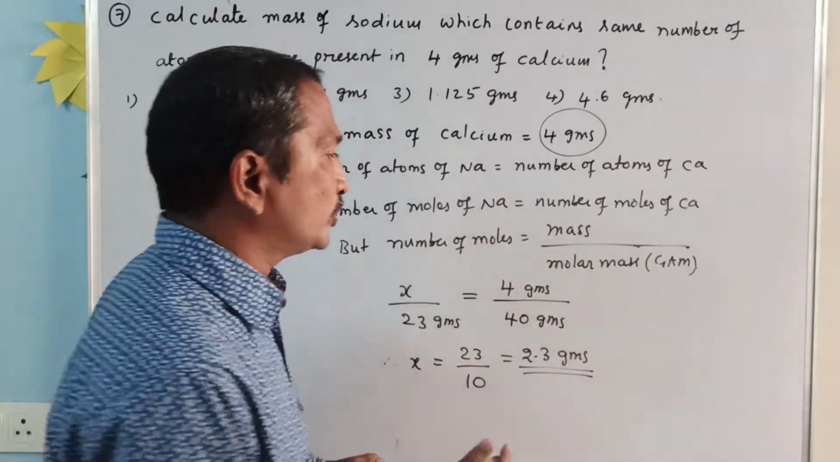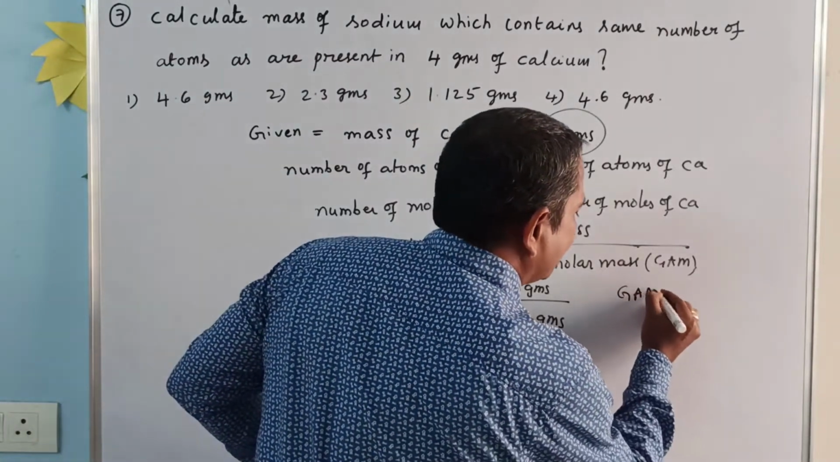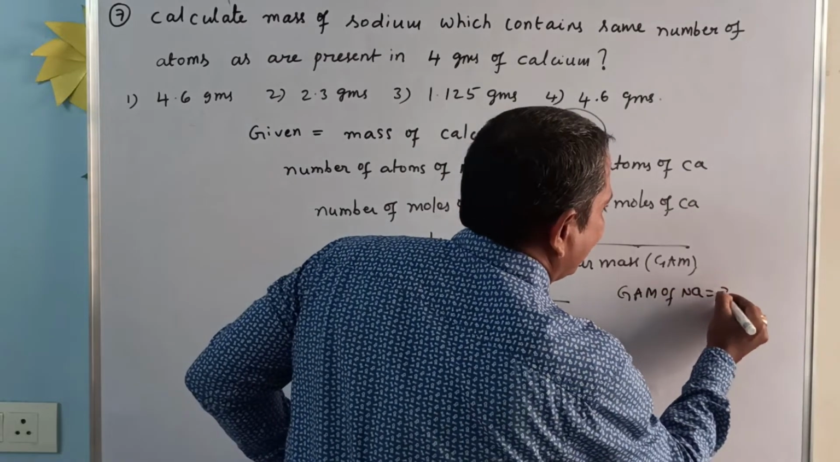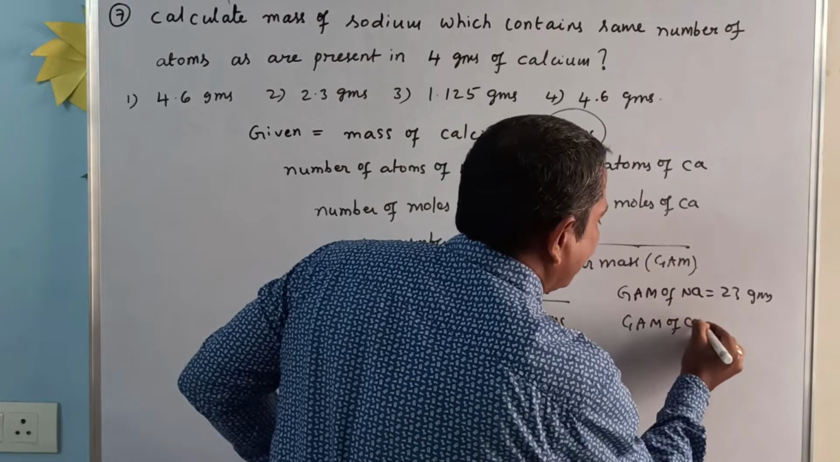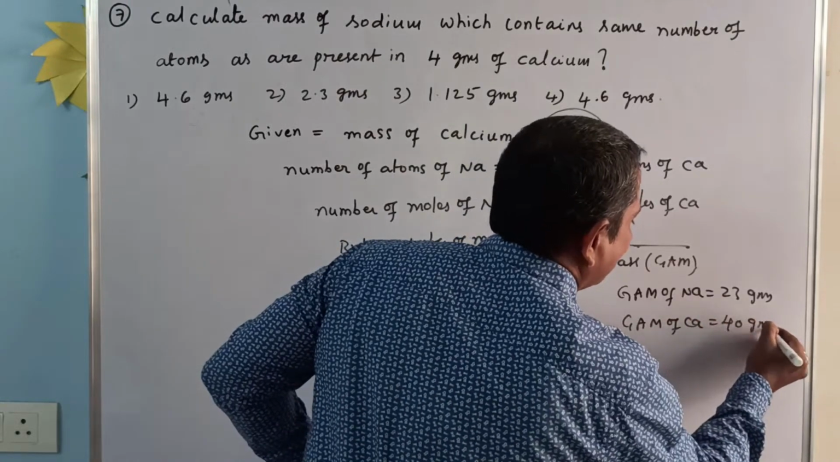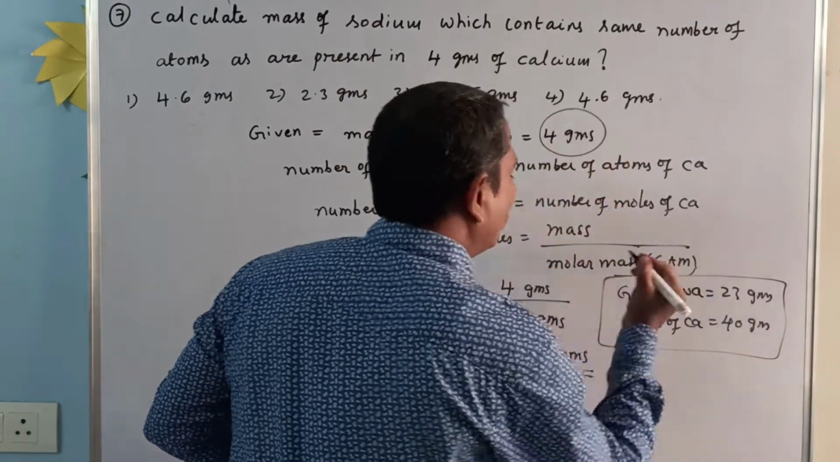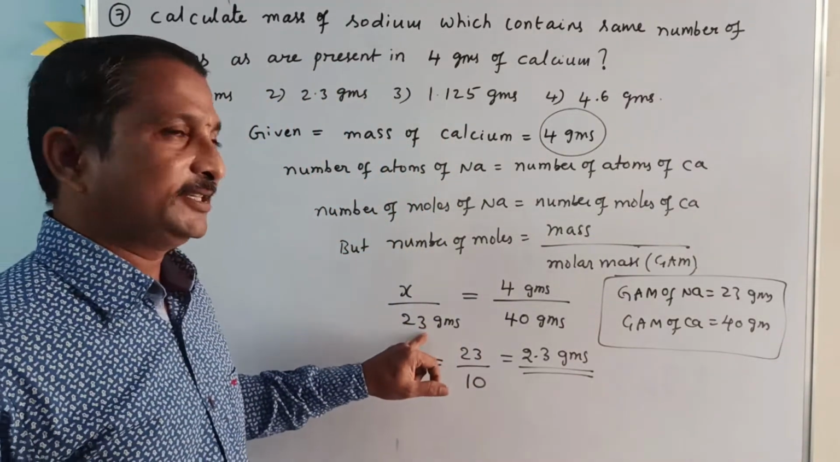See, the gram atomic mass of sodium is the standard 23 grams. The gram atomic mass of calcium is also the standard 40 grams. These two values we should use in this relation.